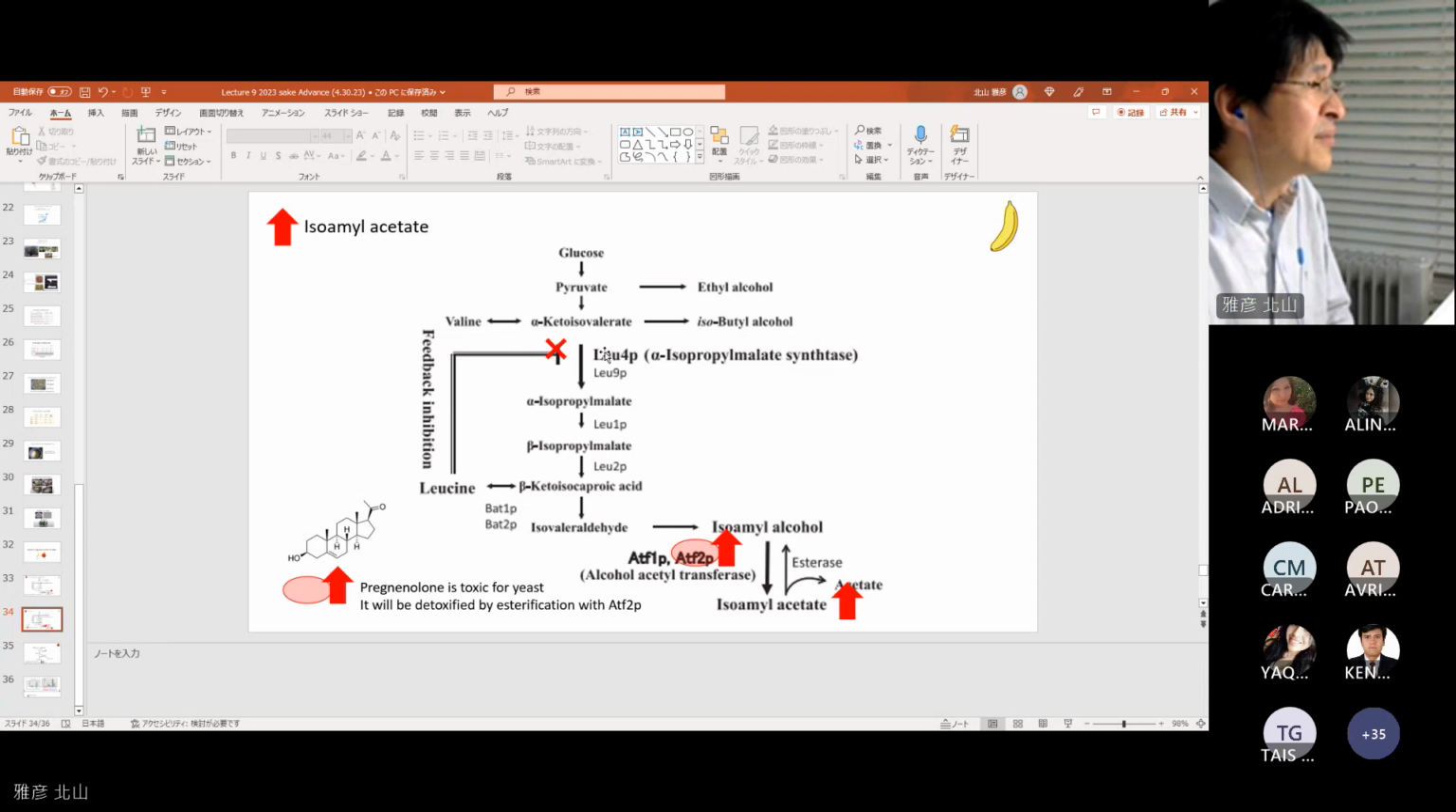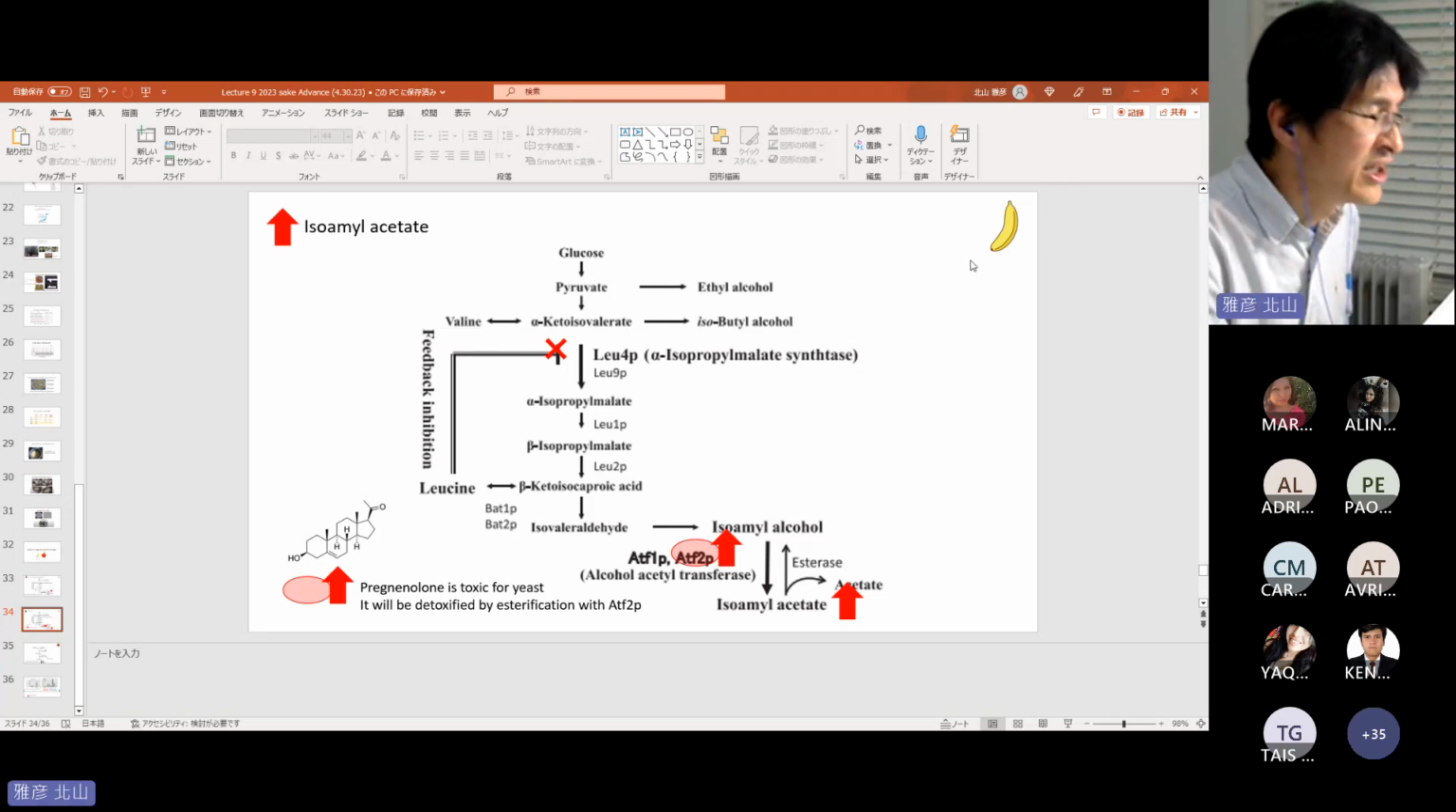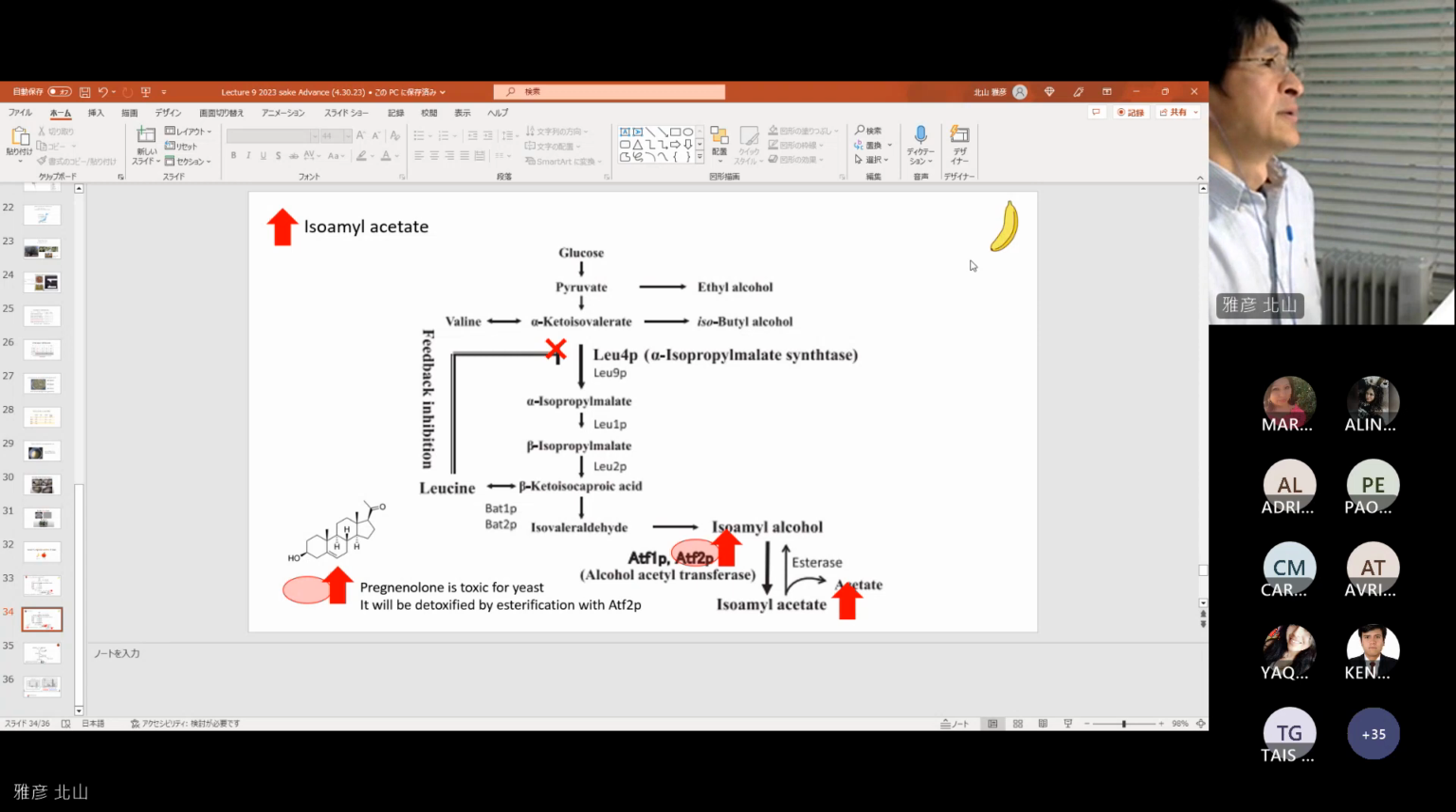One mutation occurred in this gene, and another mutation probably somewhere in here. And as a result, they obtained the yeast strain which produces more isoamyl acetate, which means the yeast can produce more aroma of banana or more aroma of ginjo. So this is the one story.